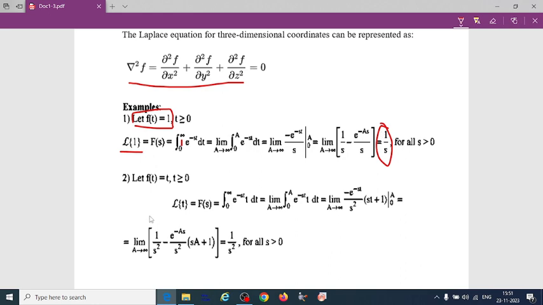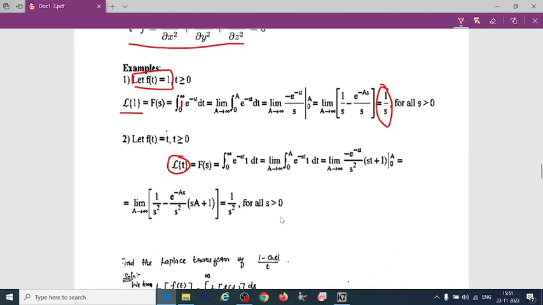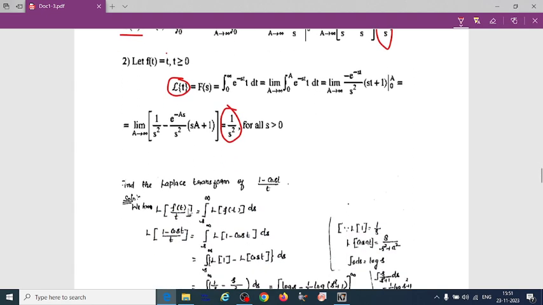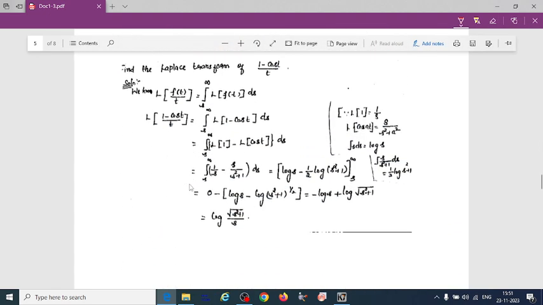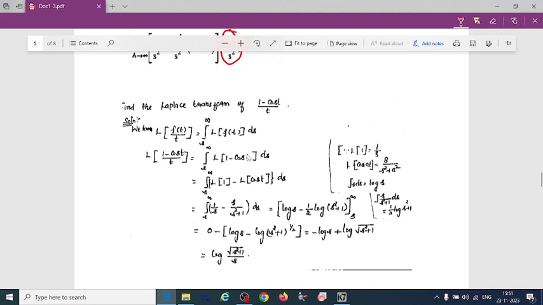Like that you can solve the Laplace transformation of t, which would be 1 divided by s square. Okay, just follow the same procedure and put the limits, you will get the answer 1 divided by s square. So like that you will get the formulas related to Laplace transformation. These are some examples. Then let us solve some important problems. What is the Laplace transformation of 1 minus cos t by t?